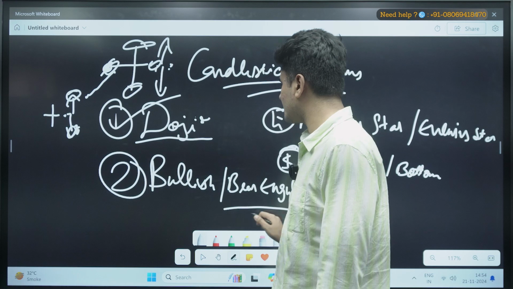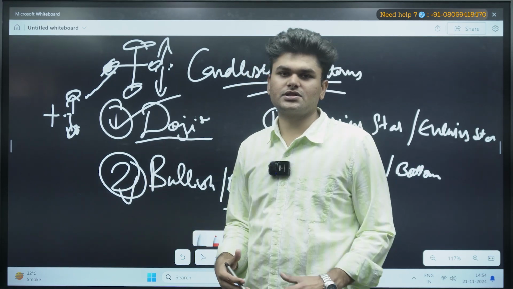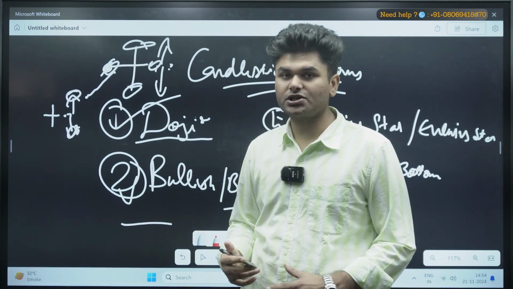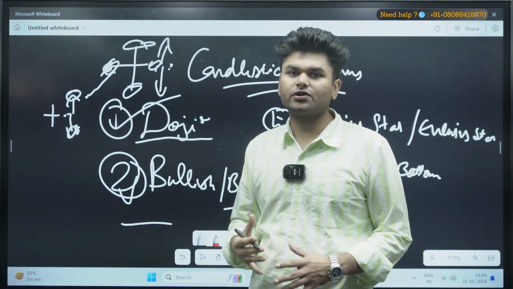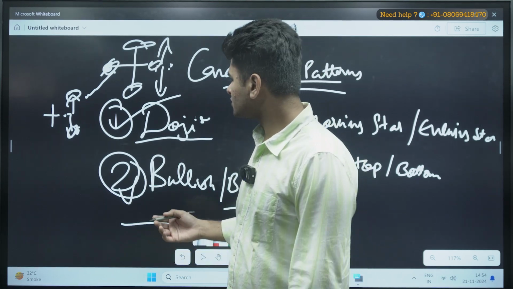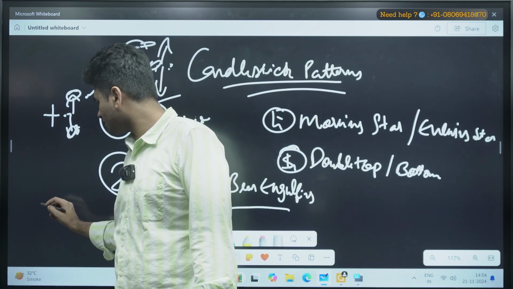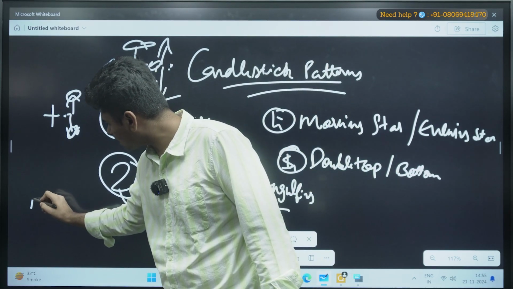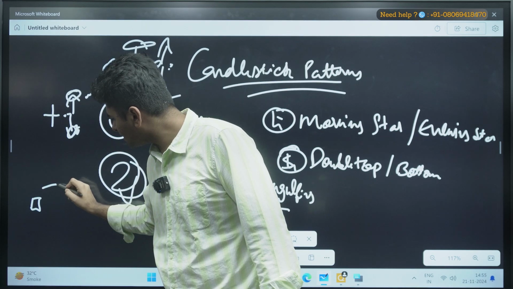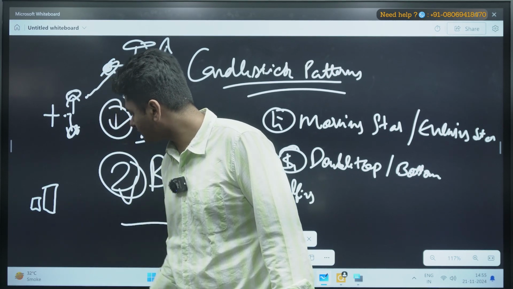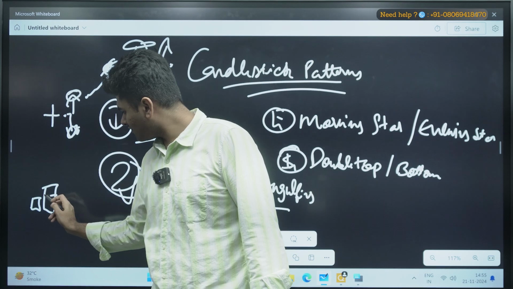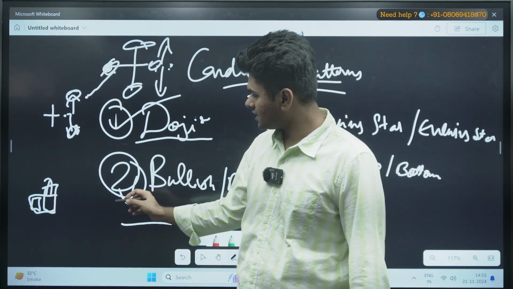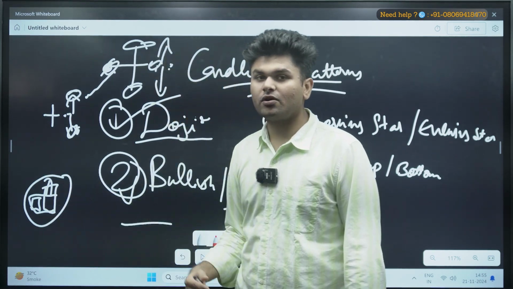Now bullish and bearish engulfing. Okay, so generally you'll see it at the extremes. If at a support level you'll see bullish engulfing, or at the resistance level you can see a bearish engulfing. So what is bullish engulfing or bearish engulfing? In the bullish engulfing you'll see a small red candle and a bigger green candle on the next one. It is engulfing it completely and still going above it. Whenever you see such a pattern, that is indicating bullishness.